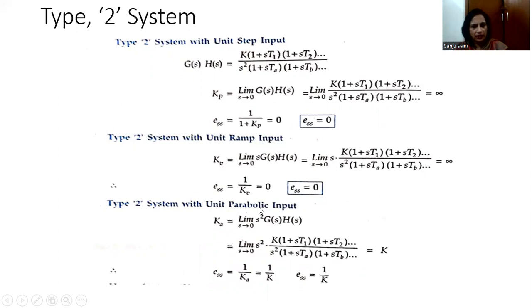Then we take up a unit parabolic input and the system is type 2. So in this case, this s square will get cancelled with this. When we substitute limit of s tending to 0, then we'll get a finite value that will be equal to Ka. So steady state error in this case will also become finite, that is equal to 1 divided by Ka.